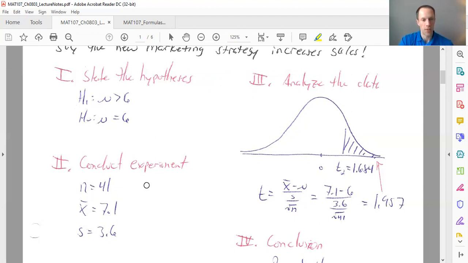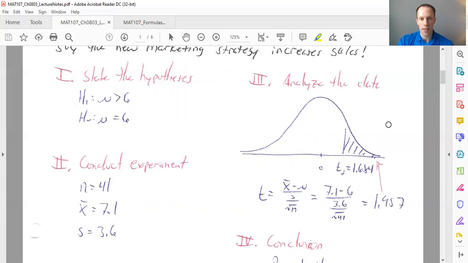When the experiment was done, the sample was selected, 41 stores. The sample average was determined, 7.1. And in this case, we have the sample standard deviation, s equal to 3.6. And that's probably what you'll have in real life when you study your sample. You'll get your sample average and sample standard deviation. As I've explained before, you'll probably never know the population standard deviation.